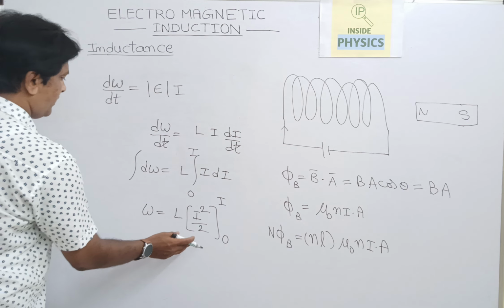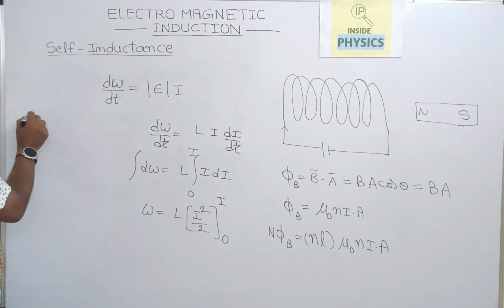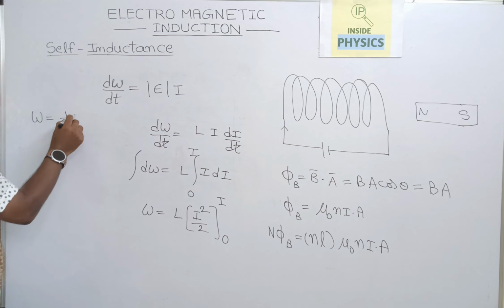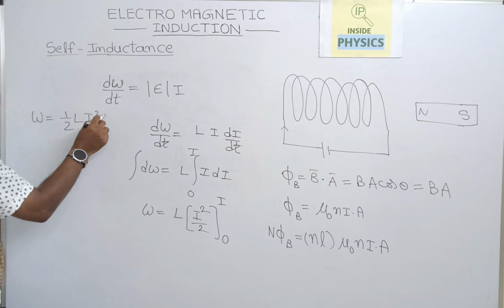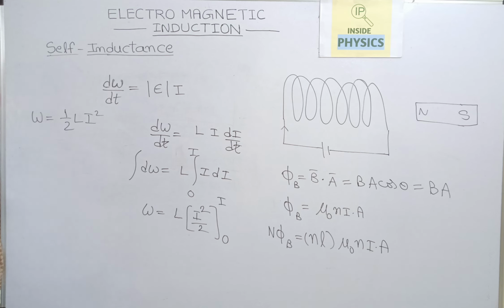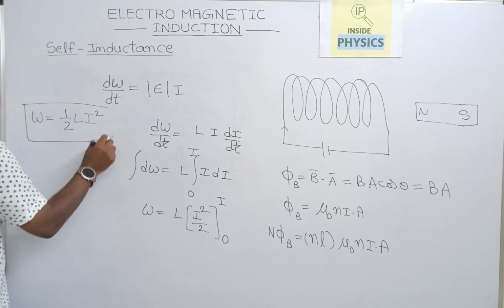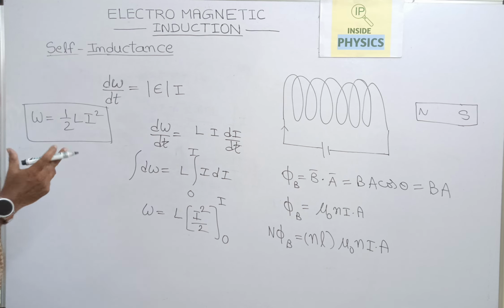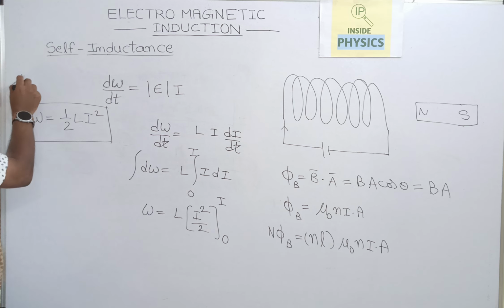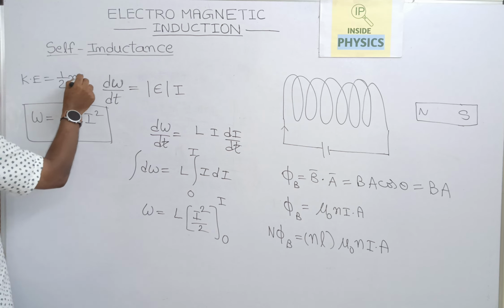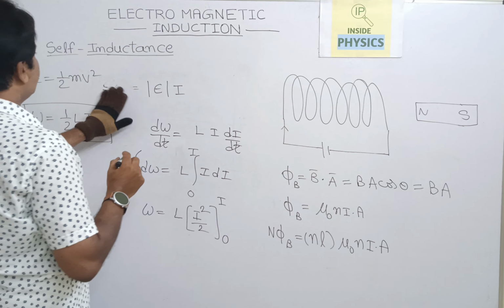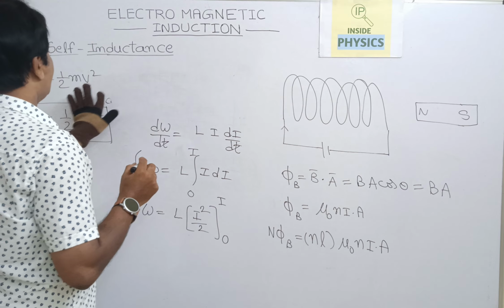So I will write it here again. The total work done in maintaining the current in the solenoid has come out to be 1 by 2 L i square. This just looks like the kinetic energy formula, which is half mv square. It represents the formula half mv square.